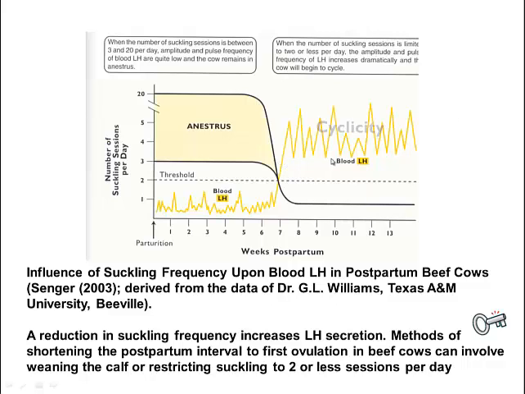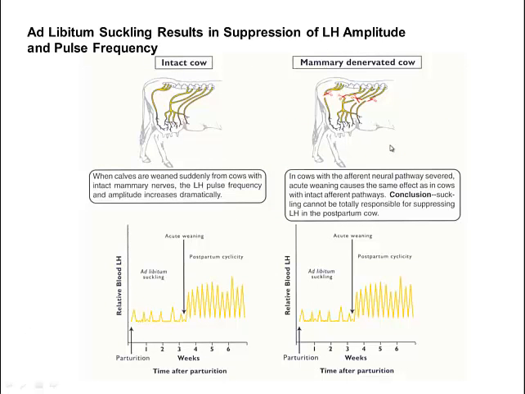So sometimes in a beef herd, particularly in a village situation, they may not be able to remove the calf from the cow, but if you want to get the cow pregnant, sometimes you can say, well, okay, let's restrict the suckling to 2 or 3 times per day, and that might allow the cow to ovulate. It's not quite as simple as that.